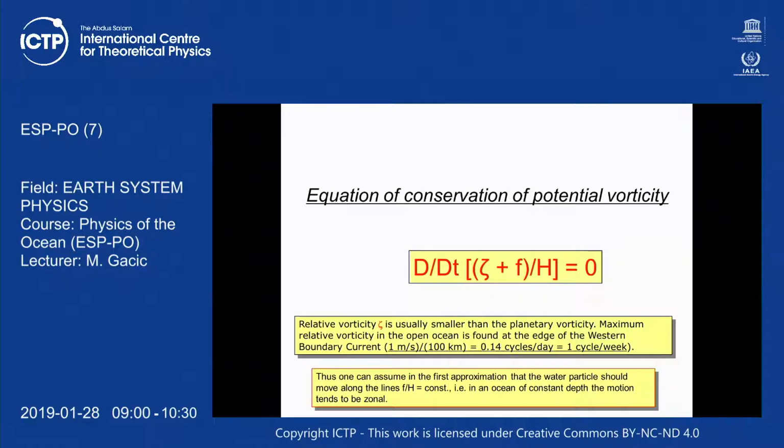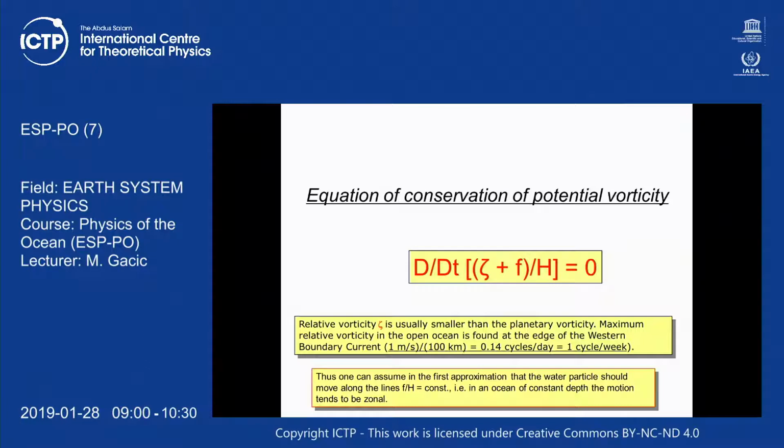If you look at the typical values of the relative vorticity, it can be seen that the relative vorticity is usually smaller than the planetary vorticity. Only in very strong horizontal gradients of the velocity does the relative vorticity become as important as the planetary vorticity. Like here, as an example, we can see in the western boundary current, where there is a strong horizontal shear, where there is a strong horizontal gradient of the flow, we have 1 meter per second changes in 100 kilometers, which is 0.14 cycles per day, which is still smaller than planetary vorticity.